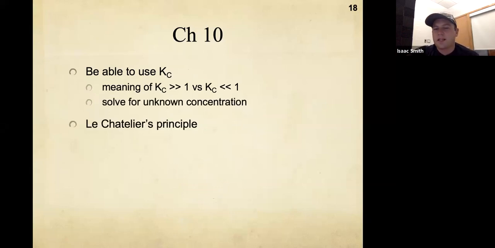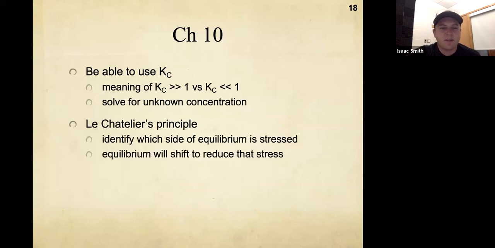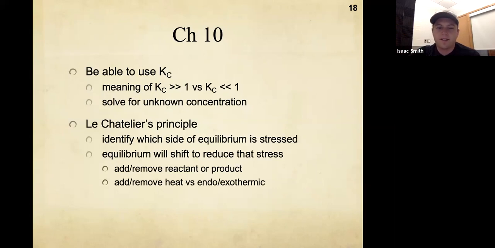And then be able to use Kc with concentrations and numbers to do calculations. Then we talked about disturbing equilibrium. This is Le Chatelier's principle. So we identify which side of the equilibrium is stressed and then how that shifts to relieve the stress. So know what happens to a reaction at equilibrium if you add or remove reactant or product, add or remove heat. Again, this is going to depend on if it's exothermic or endothermic.